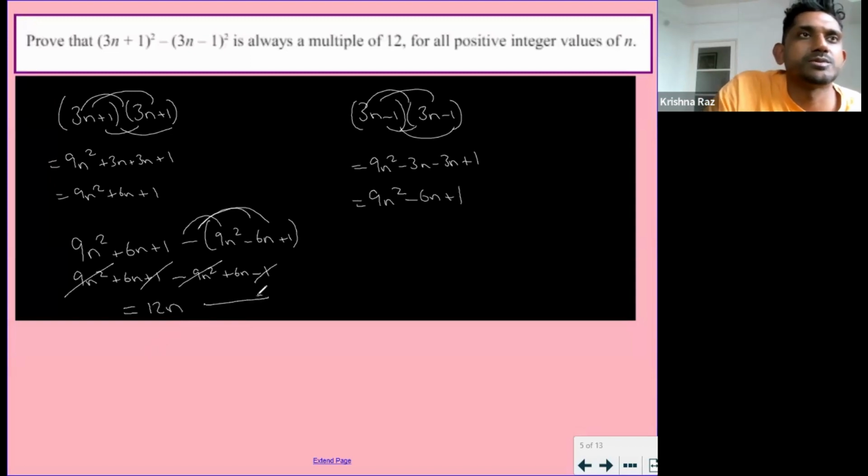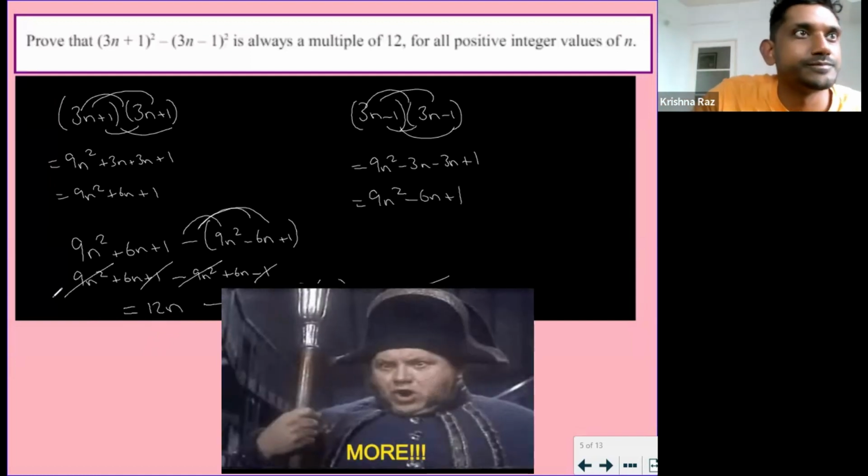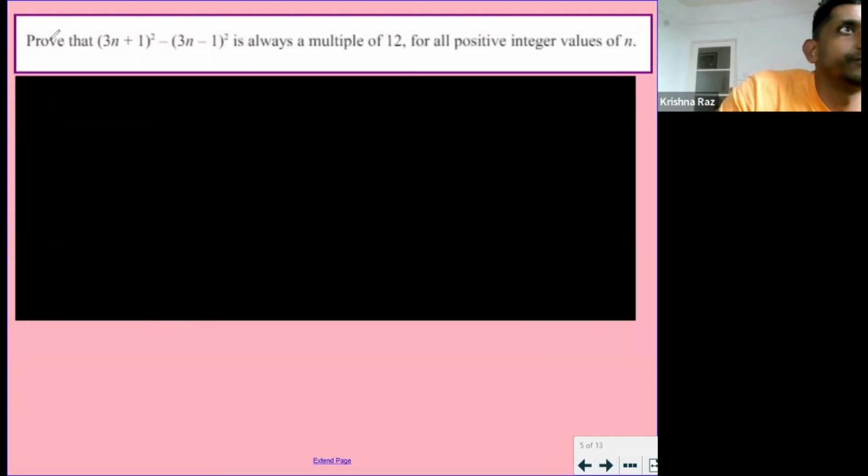How do I show that's a multiple of 12? Let's state the obvious like that. Job done. That's the square. Job done. Give me more.